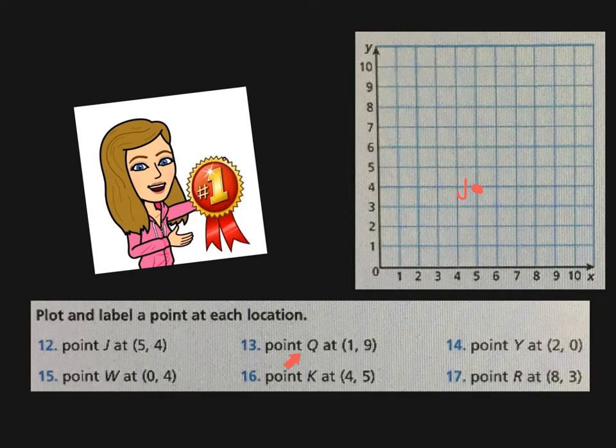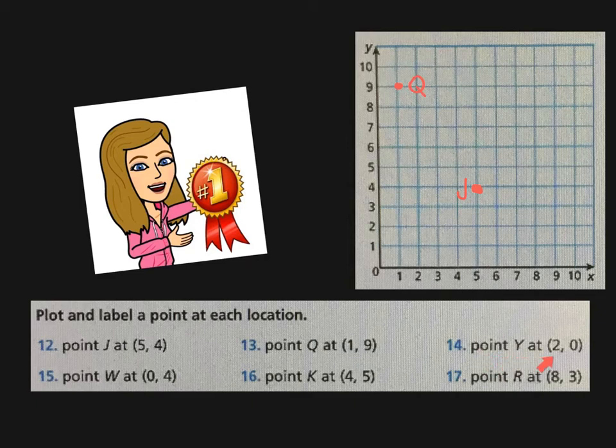All right, next one. Point Q needs to be at 1, 9. So I'll go in 1 and up 9. All right, plot that point next and label that with a Q.